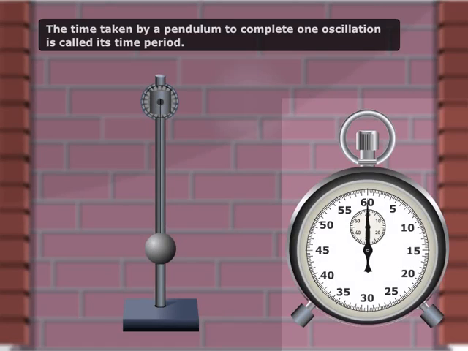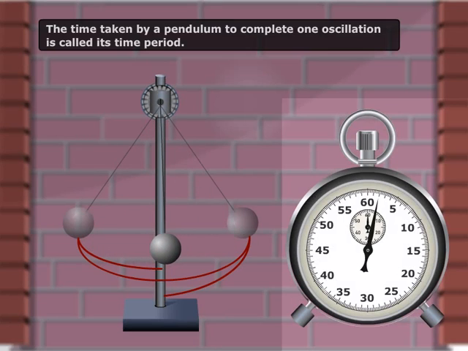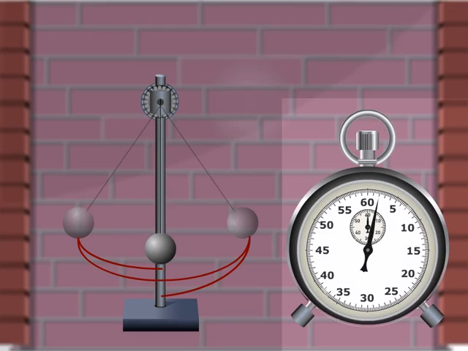The time taken by the pendulum to complete one oscillation is known as its time period. If a simple pendulum takes 2 seconds to complete one oscillation, then its time period is also 2 seconds.